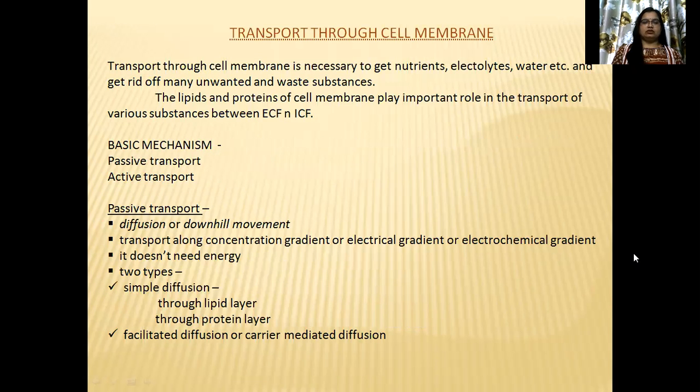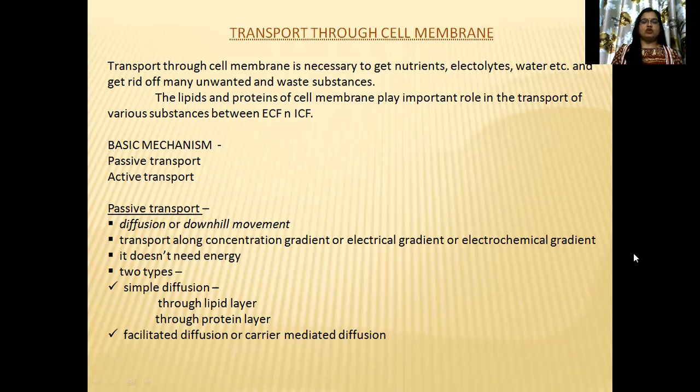Next is transport through cell membrane. Transport through the cell membrane is necessary to get nutrients, electrolytes, water, etc., and get rid of many unwanted and waste substances. The lipid and proteins of the cell membrane play an important role in the transport of various substances between ECF and ICF. There are two types of basic mechanism. First is passive transport and another is active transport.